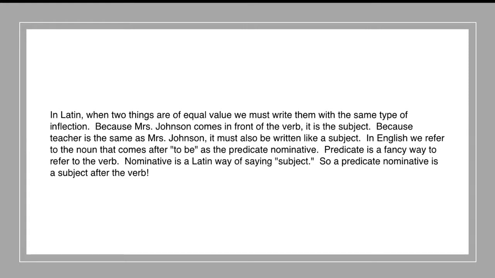In English, we refer to the noun that comes after to be as the predicate nominative. Predicate is just a fancy way to refer to the verb, and nominative is a Latin way of saying subject. So a predicate nominative is a subject after the verb.